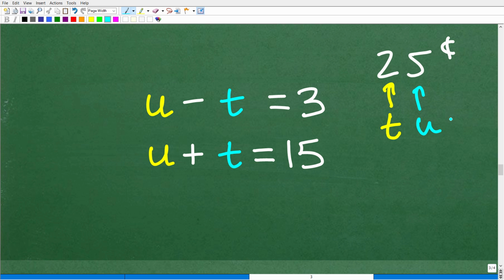Okay, so what are some good techniques to solve this equation? Well, right off the bat, you can either use substitution or linear combination.